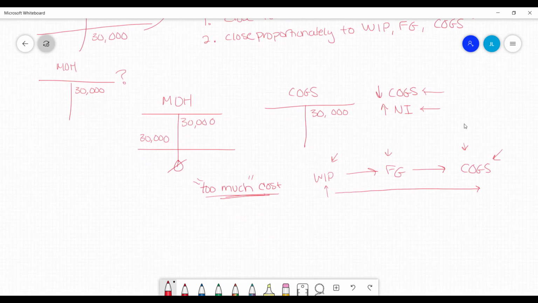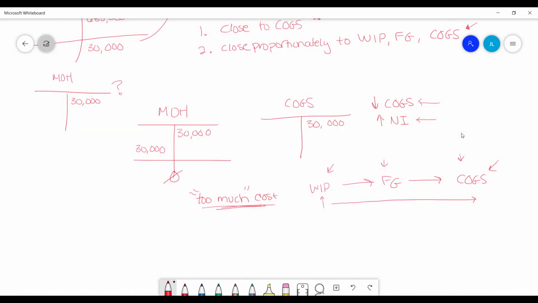But let's see what the first method looks like in journal entry form for this. Remember, we debited manufacturing overhead and then credited cost of goods sold. So it simply just looked like this: a debit to manufacturing overhead of $30,000, and then a credit to cost of goods sold for $30,000. So that's what it would look like in journal entry form. The only difference then, like I said, for the entry for method 2 is instead of crediting cost of goods sold, you would credit work in process, finished goods, and cost of goods sold all proportionately based on what balance they had last time they were adjusted.